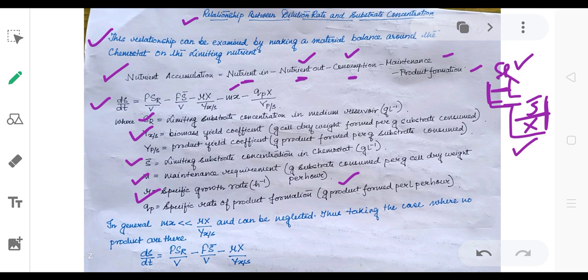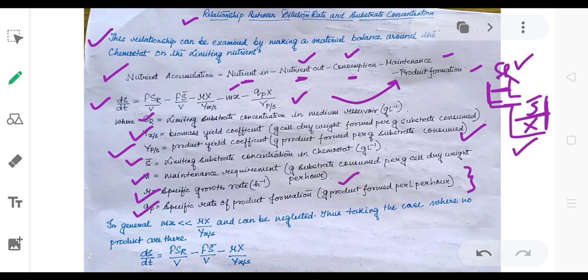Then comes qP·X/Y(P/S), which is equivalent to your product formation. qP is the specific rate of product formation, that is, gram product formed per gram substrate per hour. So from the substrate, how much product is being formed, and Y(P/S) is the product yield coefficient: gram product formed per gram substrate consumed.